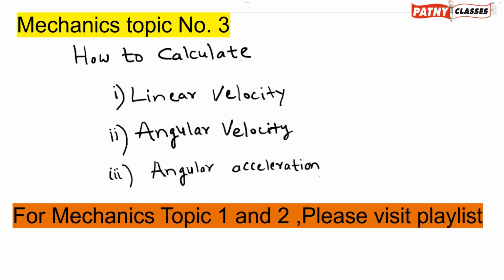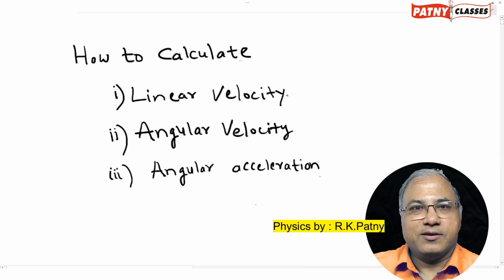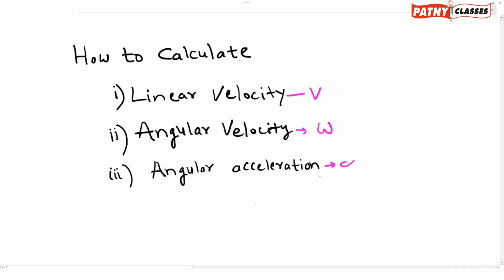In rotational mechanics, we need to calculate three important things: linear velocity, angular velocity, and angular acceleration. Linear velocity is denoted by v, angular velocity by omega, and angular acceleration by alpha. These are very popular symbols. Some books and universities may use different symbols, but most of them use these three: v for linear velocity, omega for angular velocity, and alpha for angular acceleration.